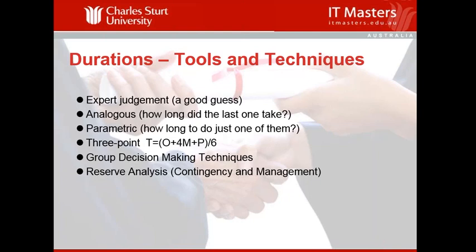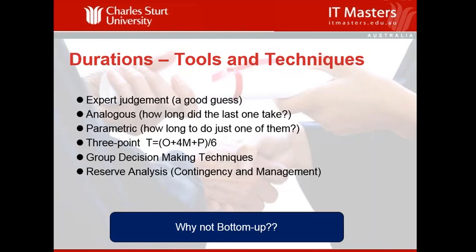You've got what's called group decision-making techniques, and reserve analysis, which I mentioned is often determined based on your risk factors and deciding what contingency you're going to put into your reserves. One of the things I notice is that these are all estimating techniques, but a very important one is bottom-up estimating, and for some reason or other PMP has overlooked that.